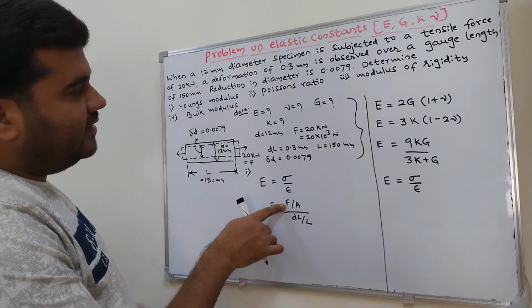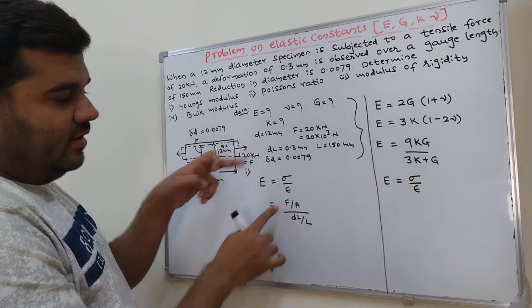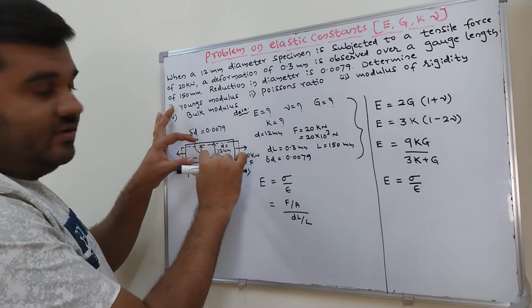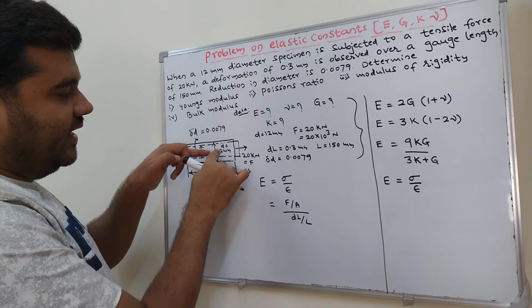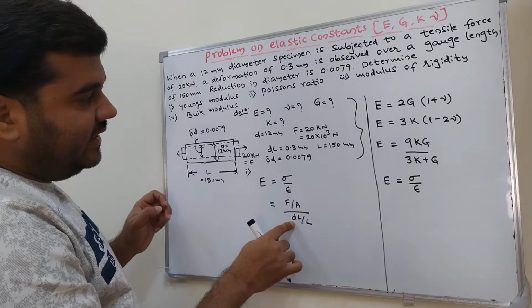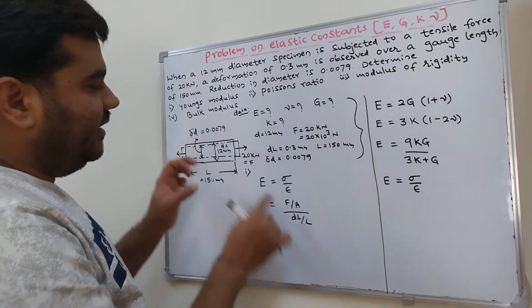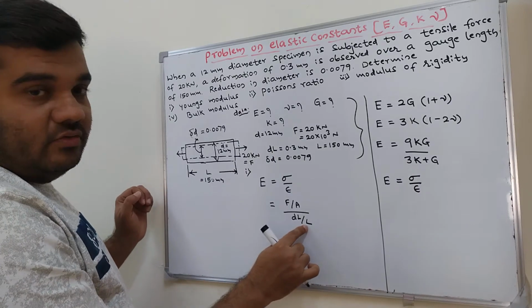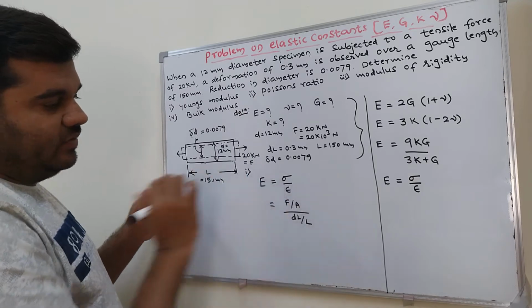Do we know load here? Yes, load applied is 20 into 10 raised to 3 Newton. Area is the original area of the solid, pi d square by 4. We know the diameter, 12 millimeter, the original diameter. And then change in length, how much? Change in length is already given, 0.3 millimeter. Next, what is the original length? We know the original length, 150 millimeter. So we can find out E here.